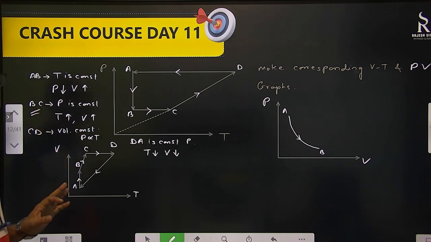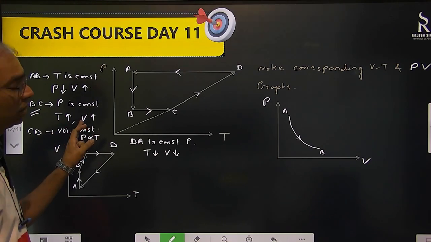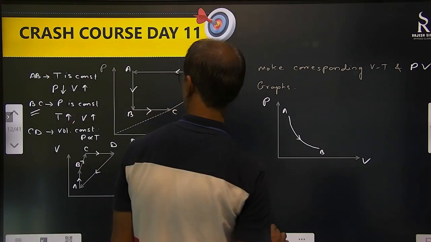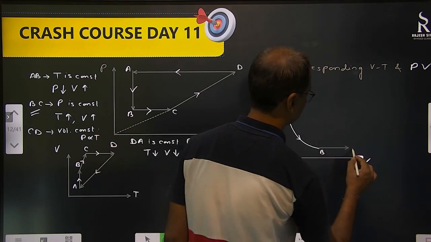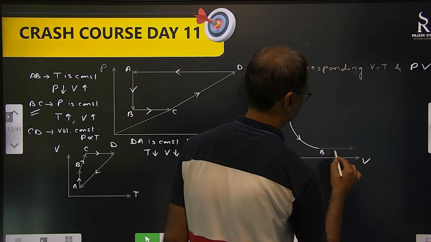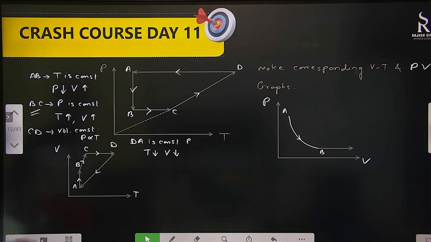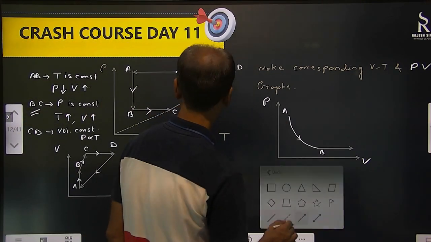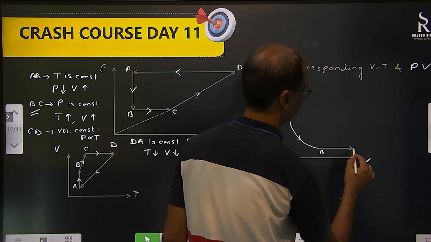Now BC is P constant. P is constant, so we can make a constant P line, and V is increasing. So P is constant and volume is increasing like this, a straight line. Then CD: volume constant, pressure is increasing. Which process is that? CD. Okay, so it will be like this.